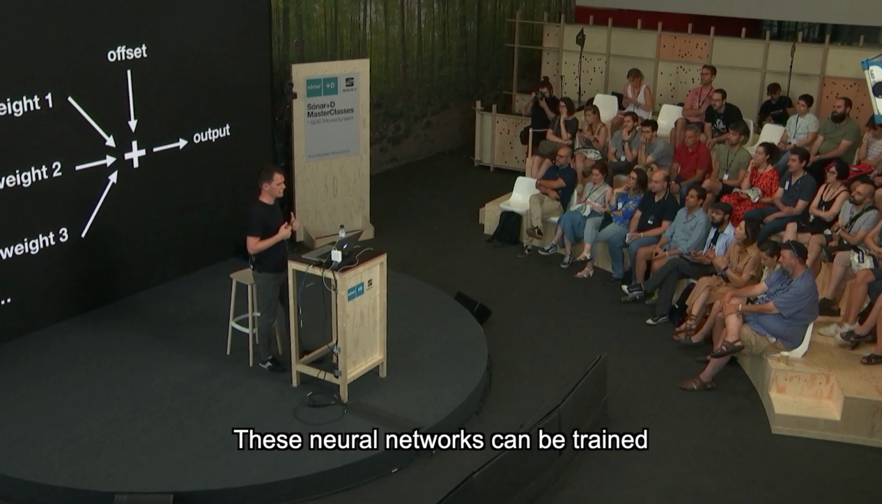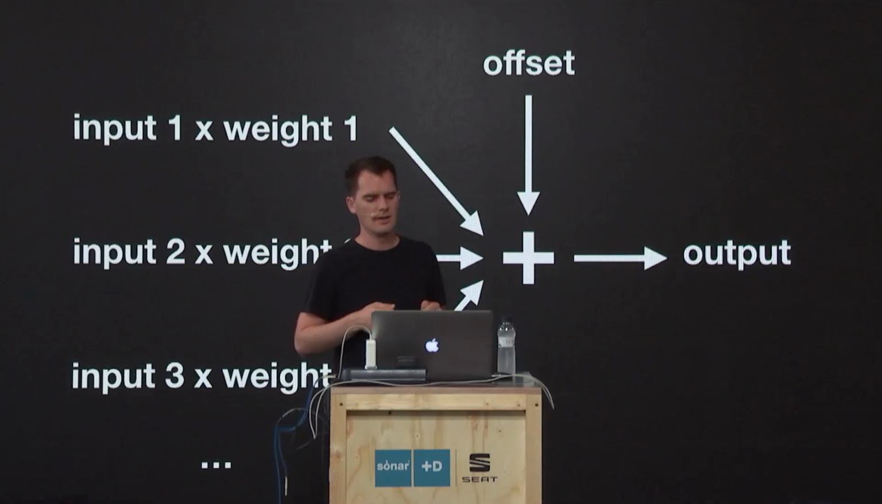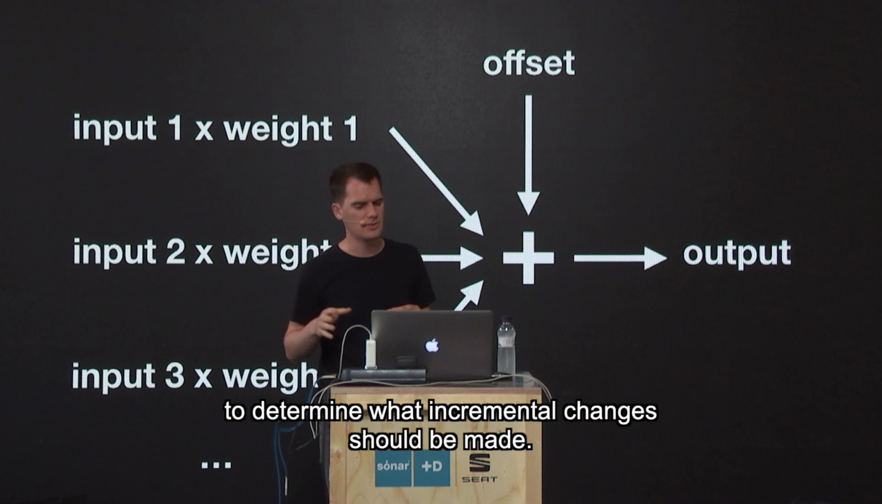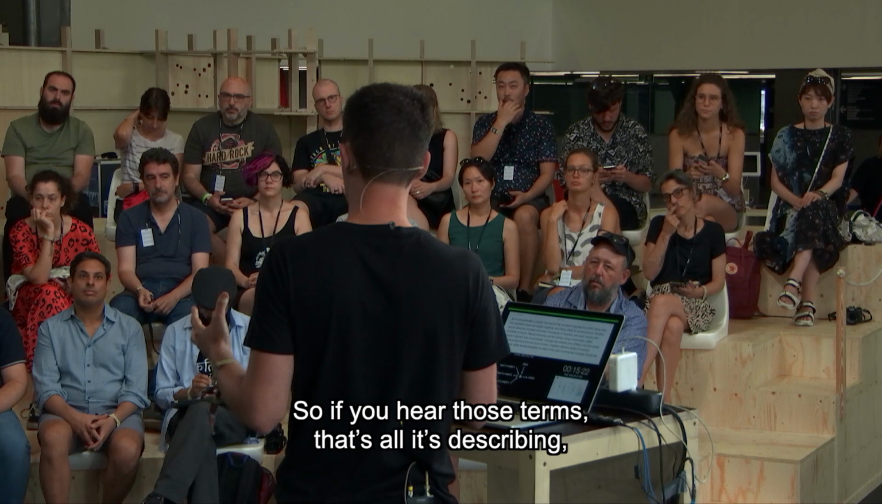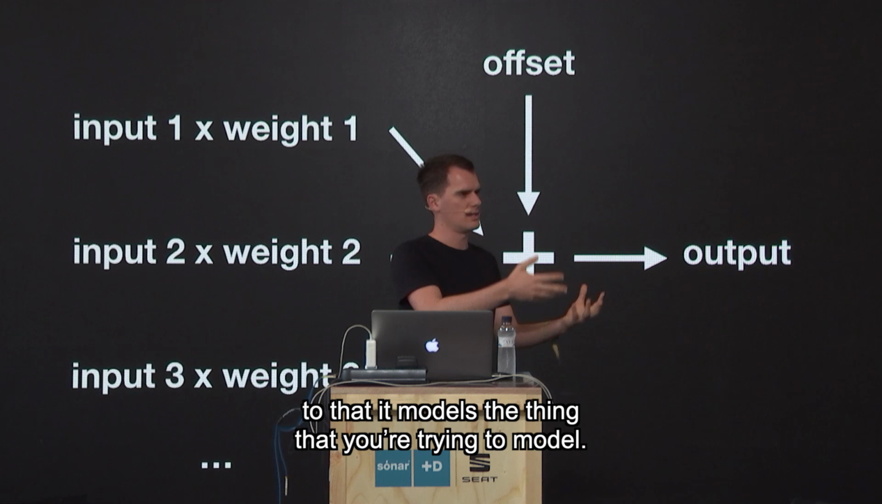So these neural networks can be trained using a technique called gradient descent that incrementally changes those weights, tweaks them slowly, and the offsets, until the model outputs predictions that are more correct than they were before. And gradient descent relies on another technique called backpropagation to determine what incremental changes should be made. So if you hear those terms, that's all it's describing. It's just the way to tweak those weights so that it models the thing that you're trying to model.